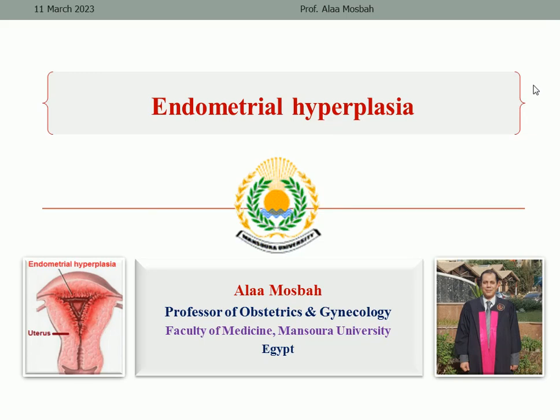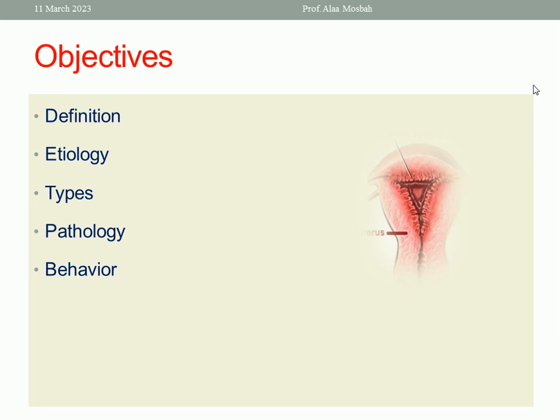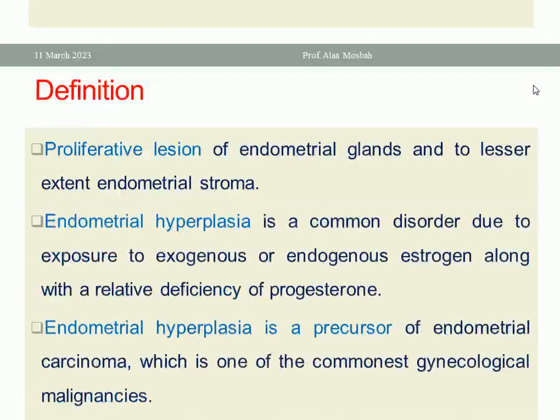The topic of our lecture today is endometrial hyperplasia. What are the objectives today? Definition of endometrial hyperplasia, the etiology, types, pathology, behavior or malignant potential, what is the diagnosis, how can I reach the diagnosis, and lastly the treatment.